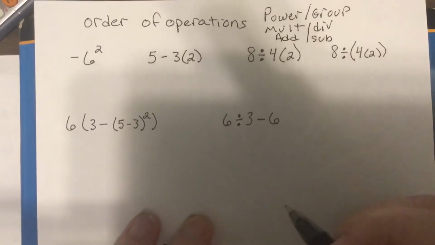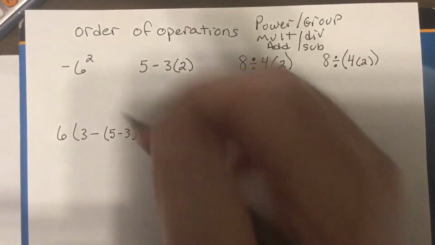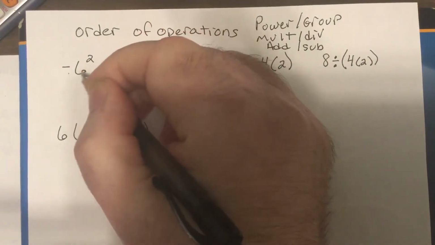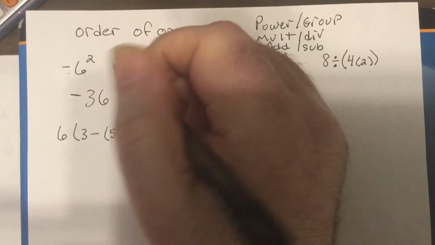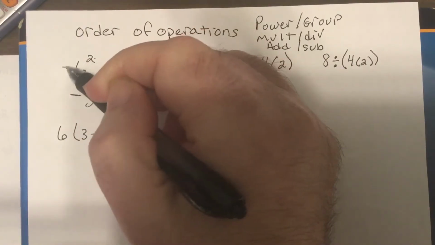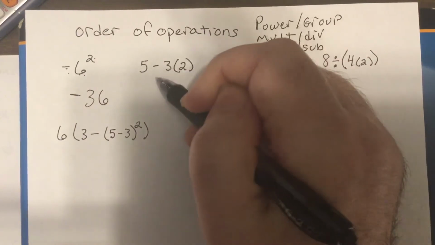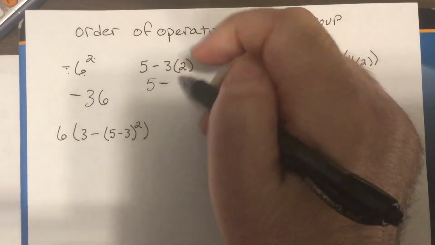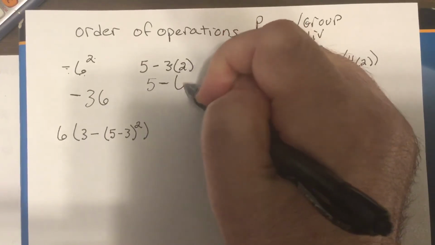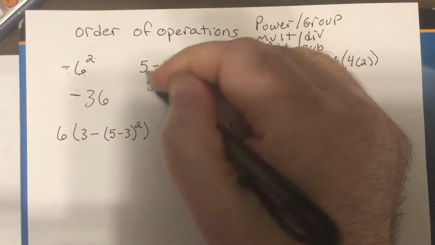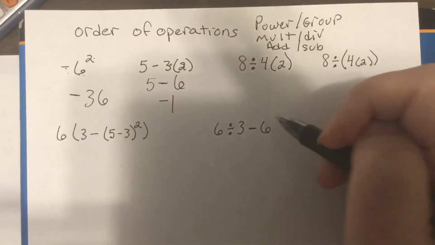So we're not going to spend a lot of time on this because this should be review. But this is the opposite of 6 squared. No parentheses, so the answer is negative 36. You square the 6, then take the opposite. Here, 5 minus 3 times 2. You got to do the multiplying first because multiplication is higher order than subtraction, so it'd be negative 1.